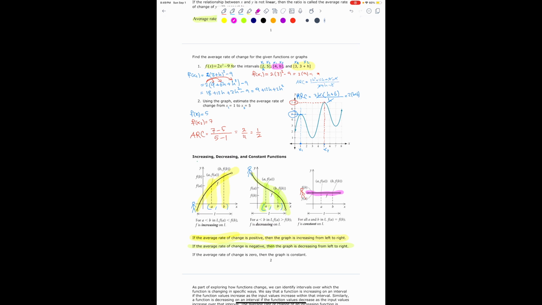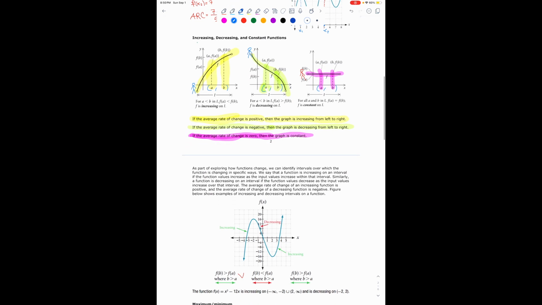So you're going this way, you're going constant. So if the average rate of change is 0, which means there is no change, then the graph is constant. So I can say basically the function here, or the graph of a function, is constant over the interval AB. We always study increasing and decreasing of a graph over a certain interval.